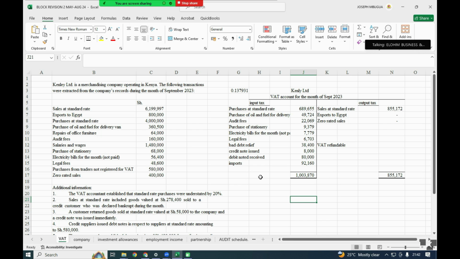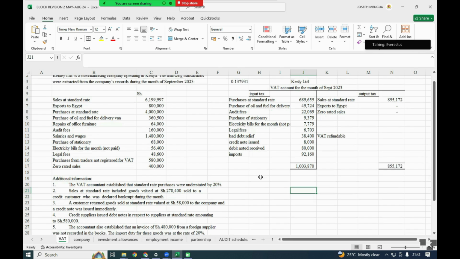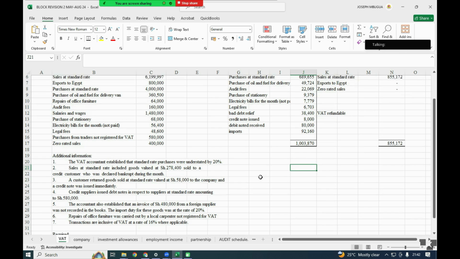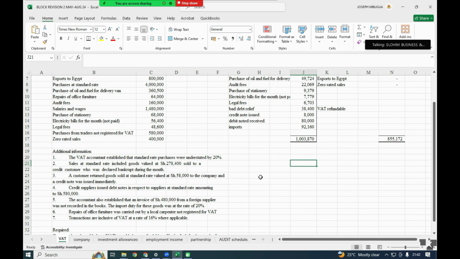But when you look at the next question, which is in respect to suppliers, it is a return outwards. So a return outward is supposed to reduce what? The purchases. Okay. So my opinion is it's supposed to appear on the credit side. Okay, on the credit side. So okay, thank you for that.